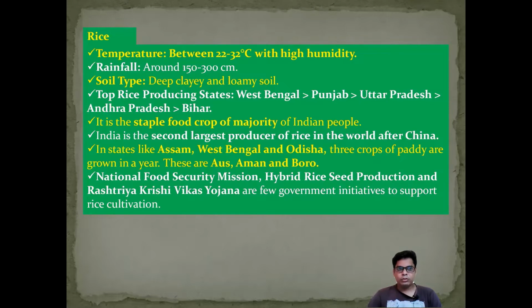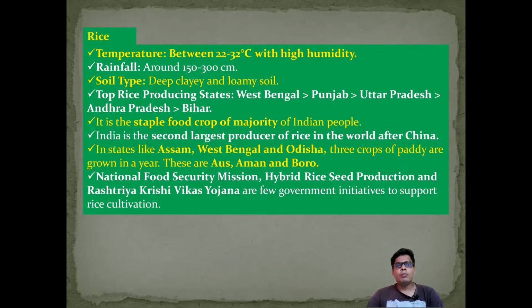But before starting, we should know the geographical conditions for rice cultivation. The temperature should be between 22 to 30 degrees centigrade with high humidity. It is a high rainfall intensity crop, needing 150 centimeters to 300 centimeters of rainfall. Deep clay or loamy soils are very suitable for this kind of agriculture. The top producing states, as you can see on my screen, are West Bengal, then Punjab, then UP, then Andhra Pradesh and Bihar.